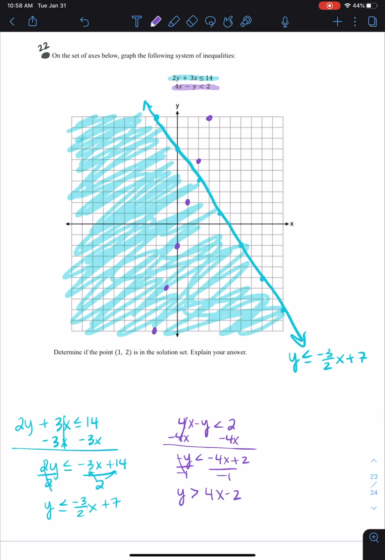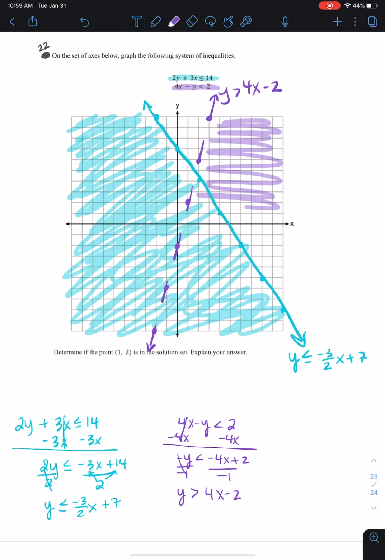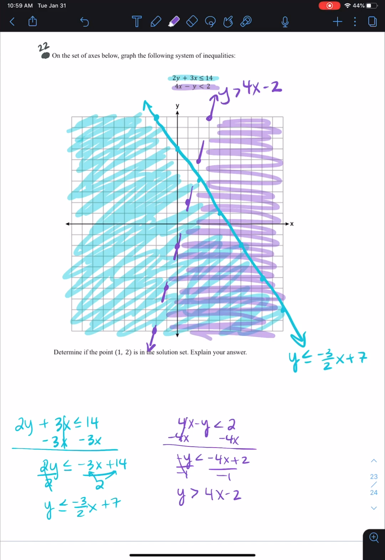Here, because it is just greater than and not greater than or equal to, the line will be dotted. So y is greater than 4x minus 2, and because it's greater than, we're going to shade everything above the line. The solution set will be anything that's shaded both purple and blue.